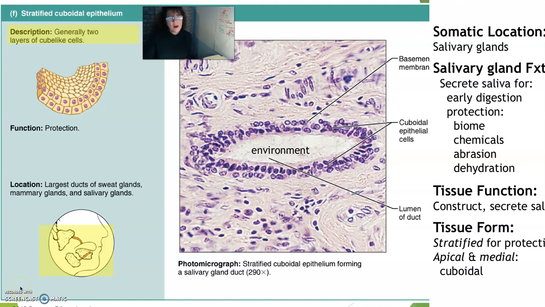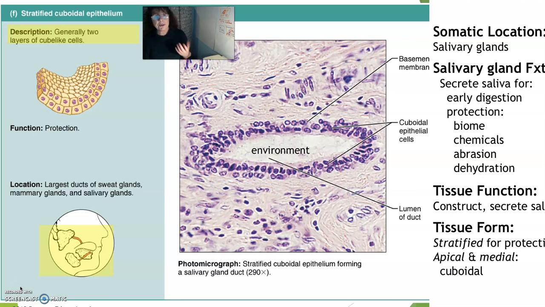Hi everyone, we're continuing with stratified epithelial cells, and the ones we're up to now are stratified cuboidal epithelium. And the place we're going to look for this is in a salivary gland. A salivary gland's function is to secrete saliva for so many things. Saliva is involved in early digestion, especially of proteins and carbohydrates.